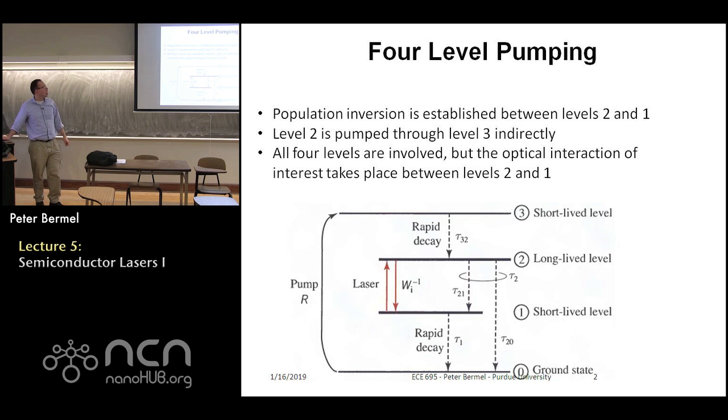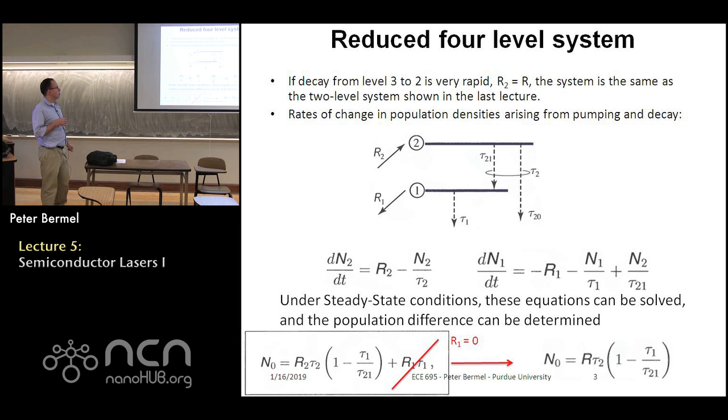But of course, we still have at the core this one to two transition. There are variants on this where we would not have this third level, but would just have 0, 1, and 2. That would be called a three-level laser. But I mainly focus on four-level lasers, since that's the best performance. And if we reduce the four-level system back to the one to two level, what you get is very closely related to what we saw last time.